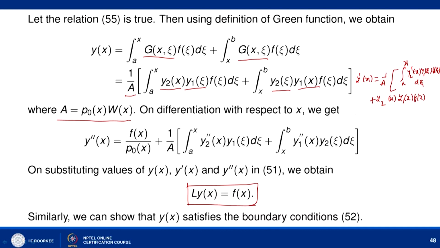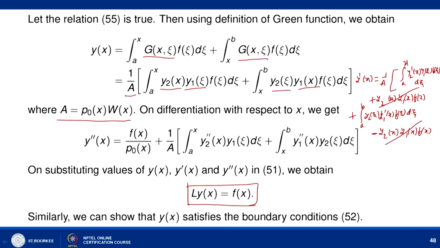So this is plus, and when you integrate this, it is the integral from x to b of y2(xi) y1 dash(x) f(xi) d xi minus, now since it is in the lower limit, it is minus y2(x) y1(x) f(x), that is all. If you look at this, these will cancel out. So, what will you get? y dash(x) equals 1 upon a times the integral from a to x of y2 dash(x) y1(xi) f(xi) d xi plus the integral from x to b of y2(xi) y1 dash(x) f(xi) d xi.